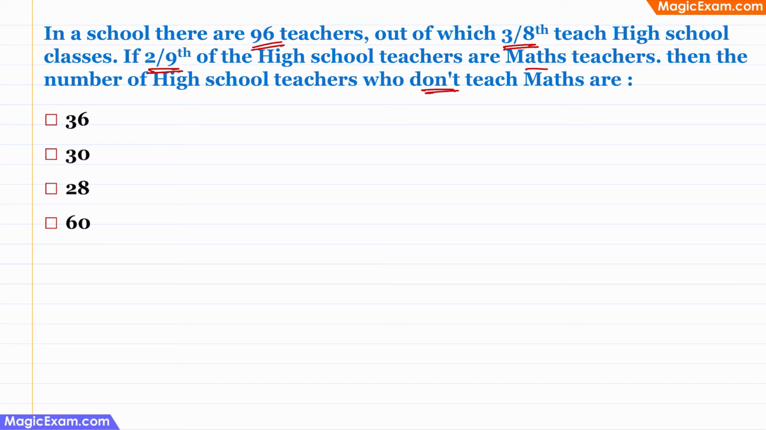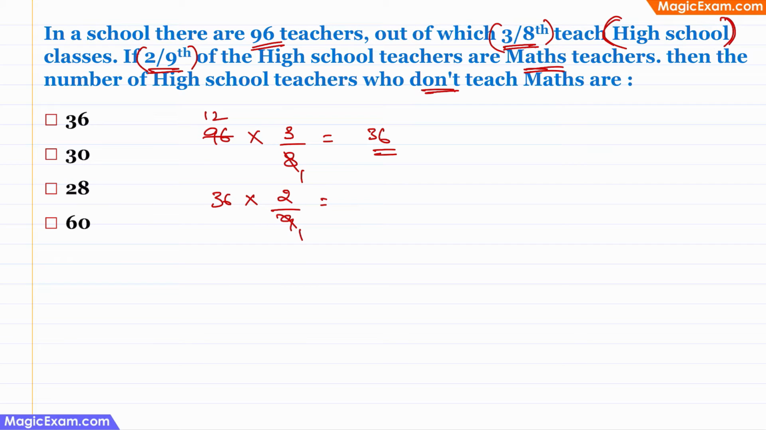So first, let us see how many are high school teachers. So if there are 96 teachers in total, then 3 by 8 of them are high school teachers. Therefore, we multiply this by 3 by 8. So we get 12 and 36 here. So 36 are high school teachers. So out of this 36, how many are maths teachers? So we have to multiply this 36 by 2 by 9 because 2 by 9 of the high school teachers are math teachers. So we get 8. So 8 are maths teachers.